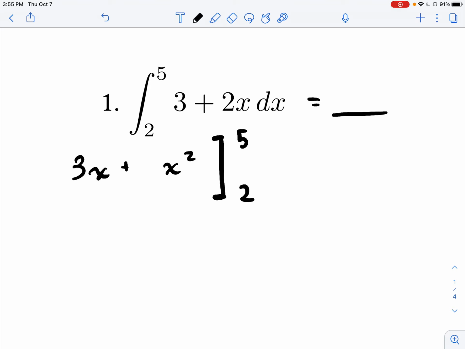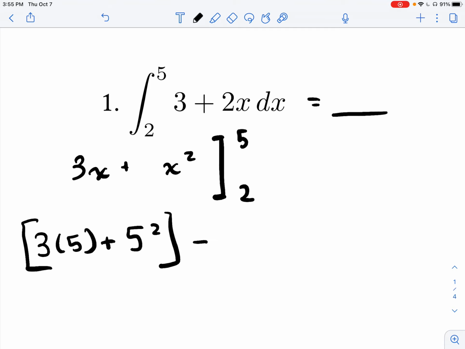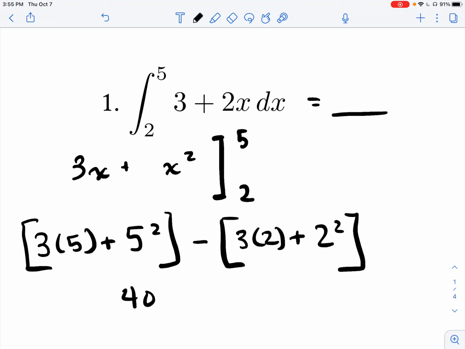So let's go ahead and evaluate this integral now at our upper bound. So 3 times 5 plus 5 squared. So that's going to be our upper bound. I'll put this in a bracket here. And then we're going to subtract this same integral evaluated at our lower bound. So 3 times 2 plus 2 squared, all of that. So that just gives us 15 plus 25, that's 40, minus 6 plus 4, that's 10. So we would say that this is equal to 40. Or excuse me, 30. I know my math.